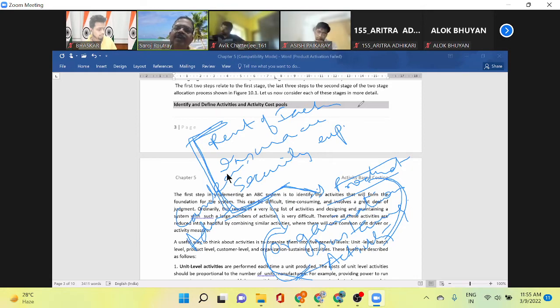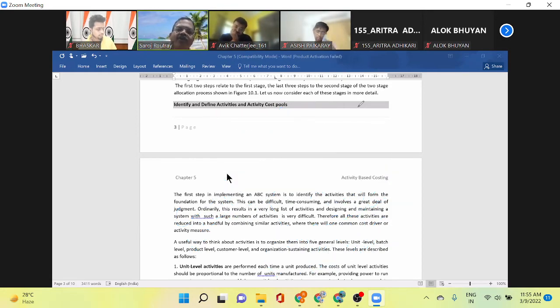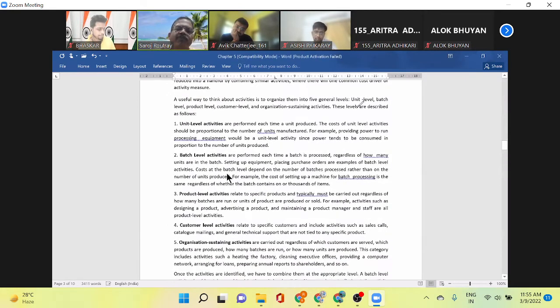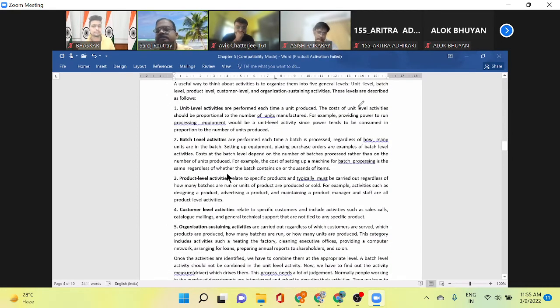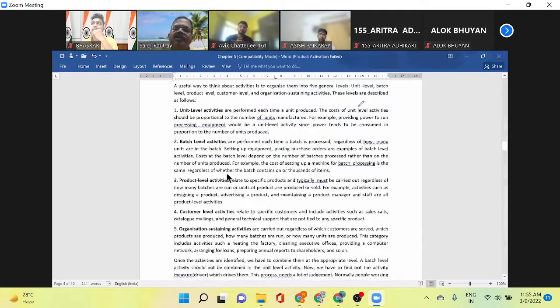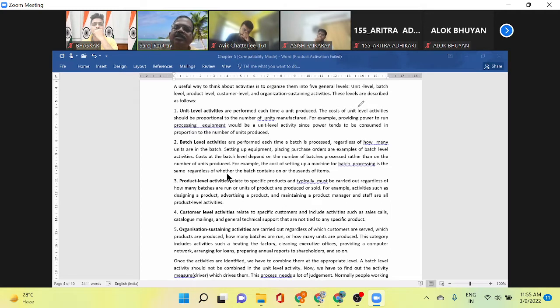So what we do in case of activity-based costing, we have different levels of activities. There are 5 levels of activities. Unit level activity: the activity and the cost which moves where there is a change in unit level. For every unit you incur some cost, like power consumption. Power consumption is a unit level activity. For every unit, or for every machine hour, you consume electricity. Unit level.